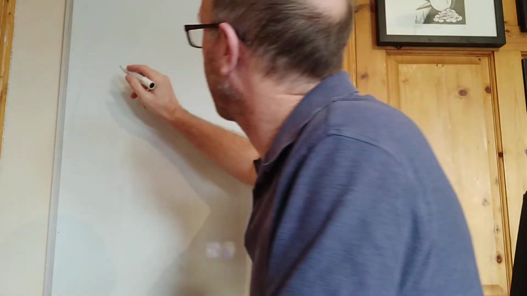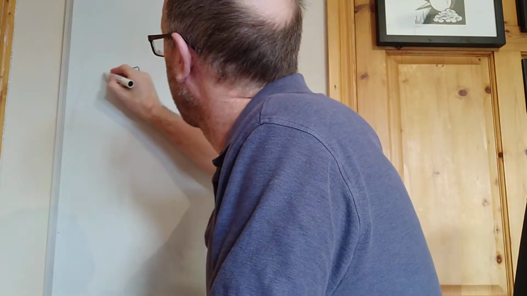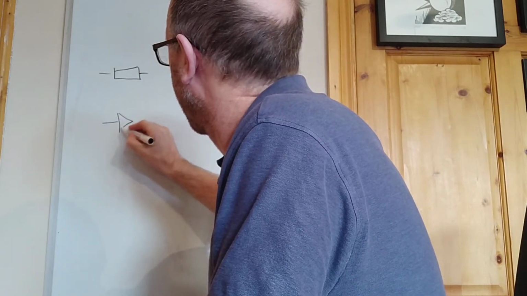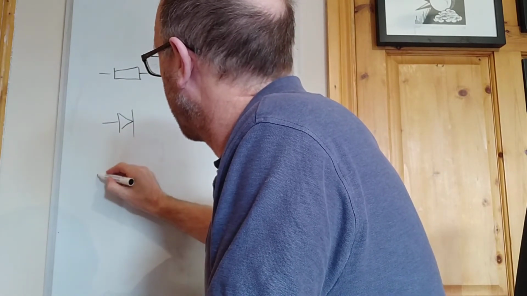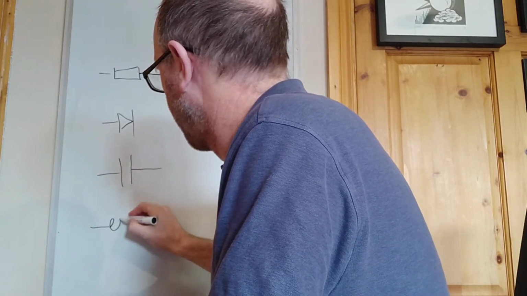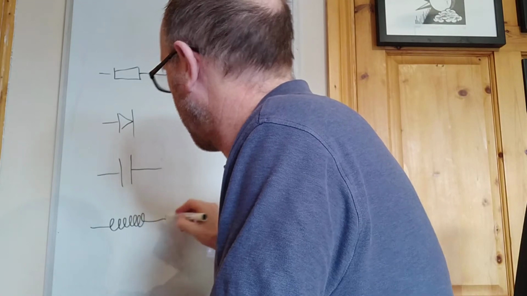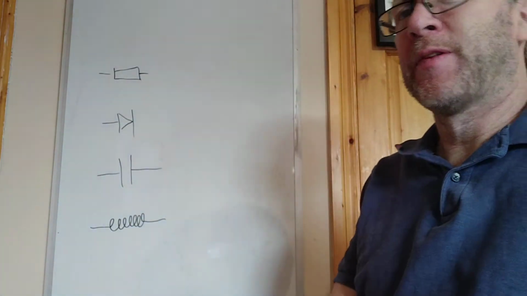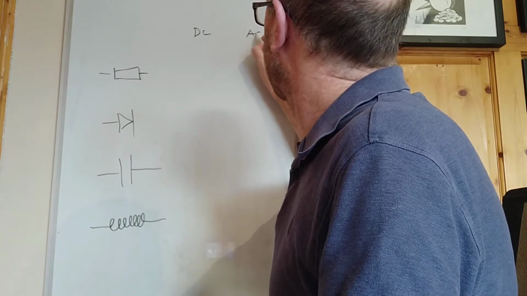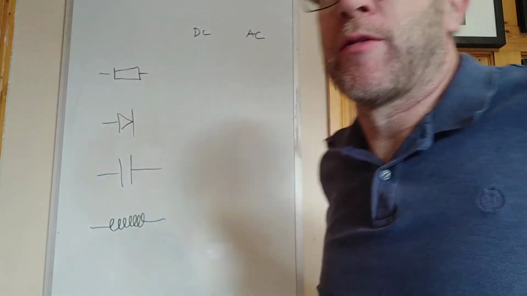Third and final step is to do with what effect AC has on different devices. So we're going to look at the different devices: a resistor, a diode, a capacitor, and a coil. Now, DC or AC? So DC and AC.